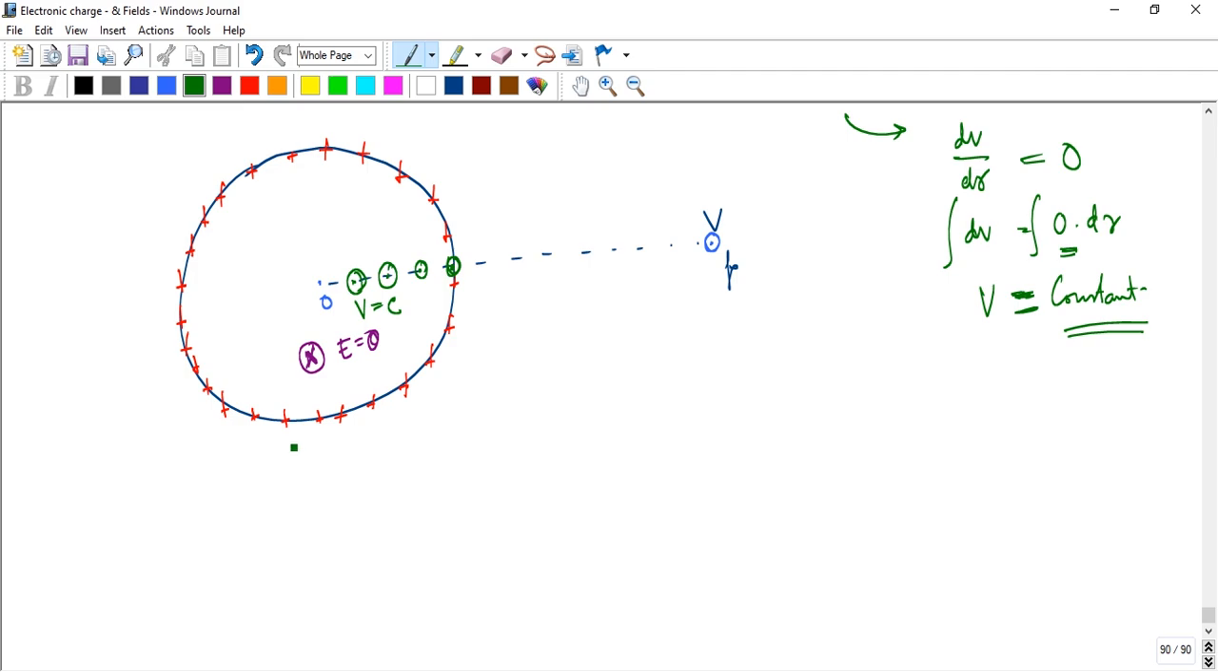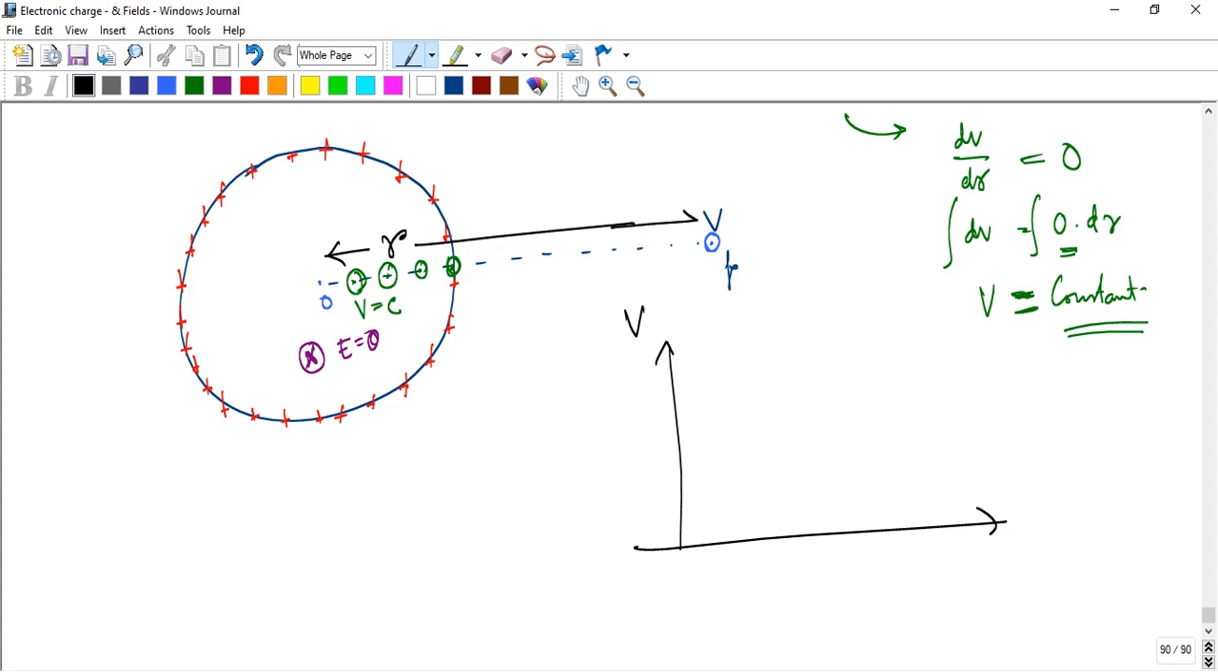Okay, so if I draw another graph for better understanding, that is potential against distance R. At this point the radius is capital R. At R equal to capital R, before that point the potential is constant. Potential is a constant value.